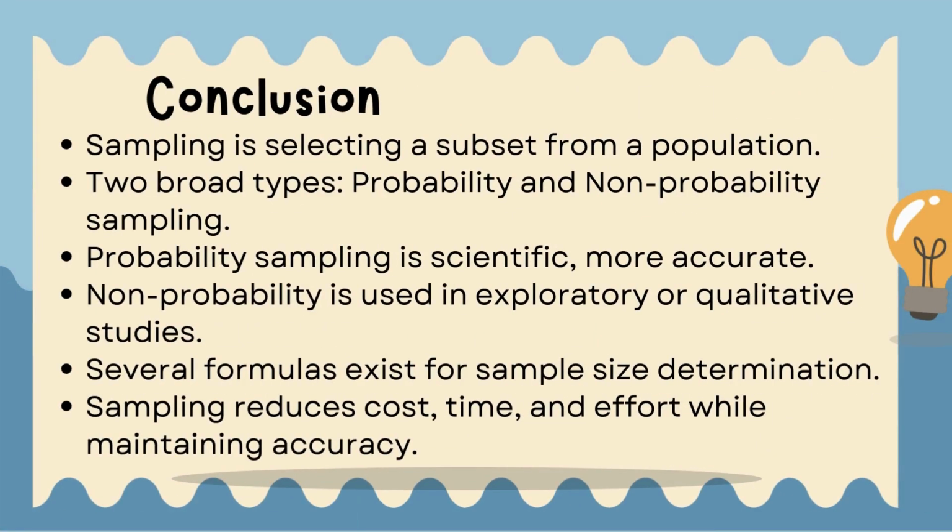Now, to conclude, sampling involves selecting a subset from a population. This process is divided into two broad types: probability and non-probability sampling. Probability sampling is the scientific and more accurate method, while non-probability sampling is typically reserved for exploratory or qualitative studies. The overall benefit is that sampling reduces cost, time, and effort while maintaining accuracy in research findings.